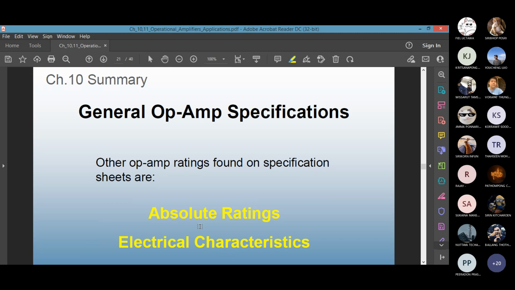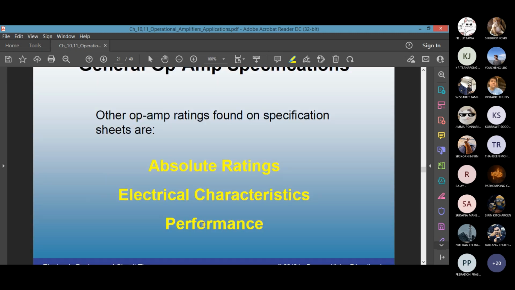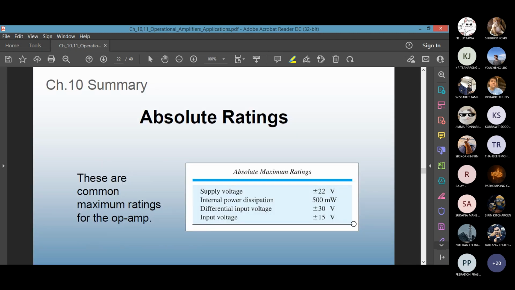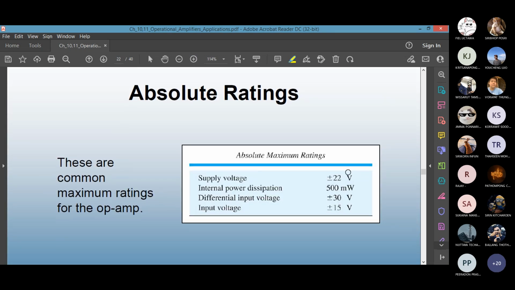We now can look at some spec sheet examples of op-amps. Other than the basic parameters, you can have some absolute ratings, electrical characteristics, and performance. What are some of the absolute ratings? These are maximum ratings, very common for op-amps. Usually plus minus 22. For an op-amp, you also have to provide a DC bias. There are 2 pins. The op-amp does not come as the shape of a triangle. It comes inside an IC.